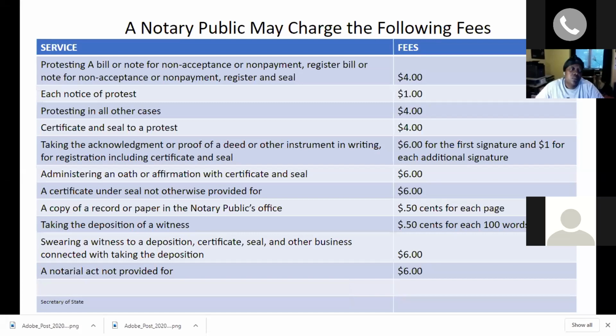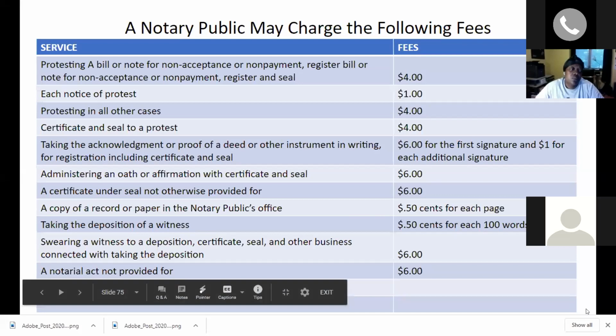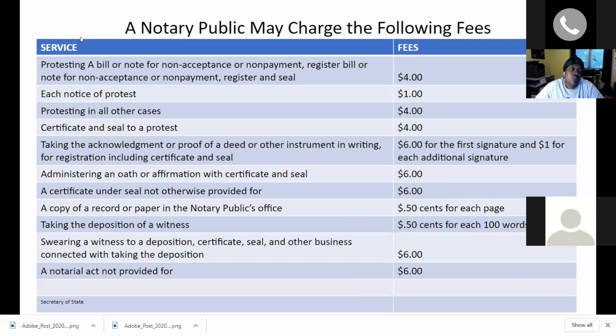Okay, but that says for the acknowledgement. What about a jurat? Where is that on here? The jurat, Tamika, where's the jurat? Not on here. It's the same thing, over affirmation. Yeah, it's $6 for the first signature and $1 for each additional signature.